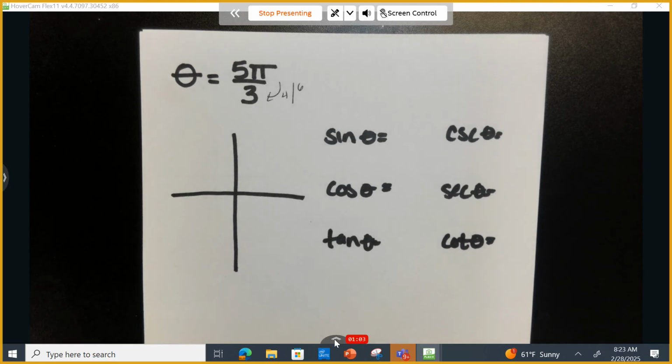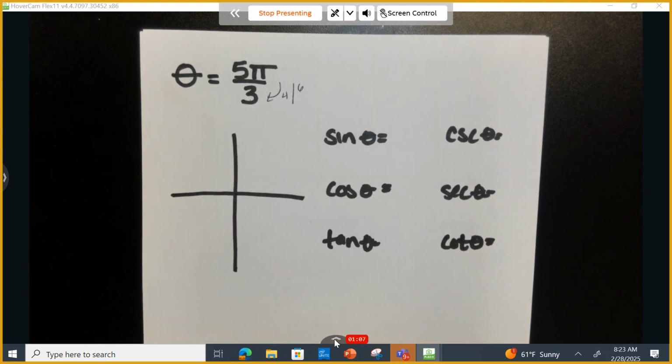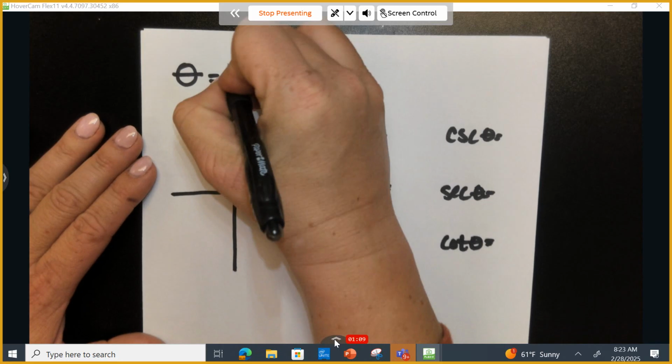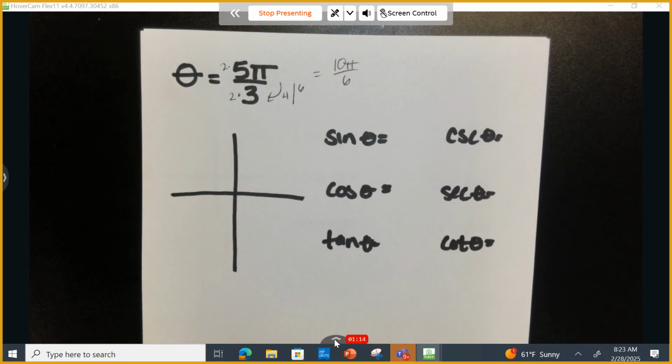Is it easier to use mental math to turn this into a 4 or 6 by multiplying? It would be the 6. How do I get to a 6? Times 2 and times 2. So let's rewrite this as 10 pi over 6. So 10 pi over 6 is equivalent to 5 pi over 3.